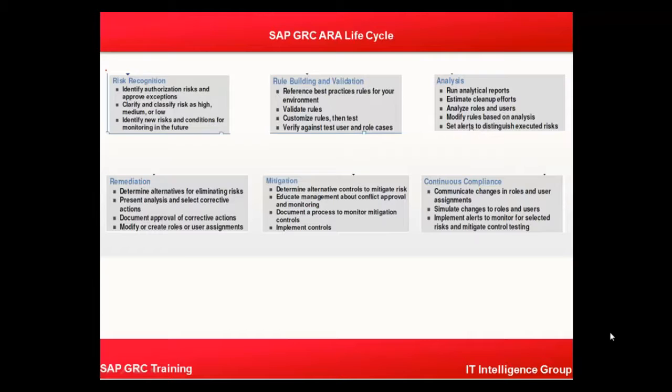Okay, then clarify and classify risk as high, medium or low. So 3 levels of classifications. Basically we need to classify depending on the requirement, could be critical, high, medium, low, but classification is important. Then identify new risks and conditions for monitoring in the future. Okay, so identification phase, that is risk recognition.